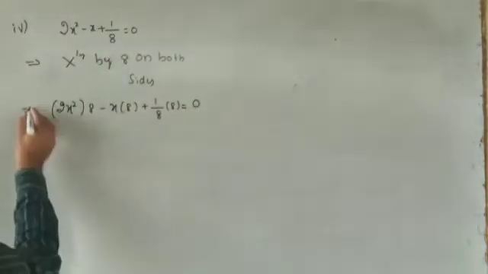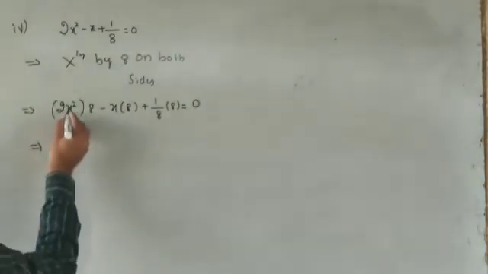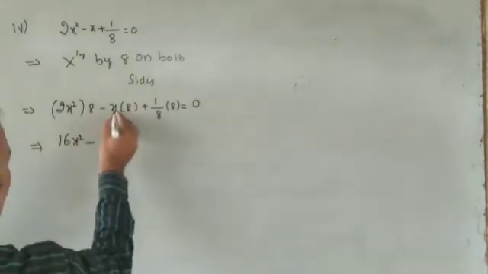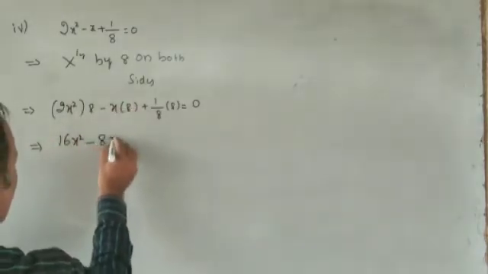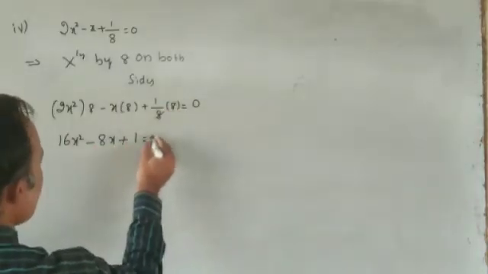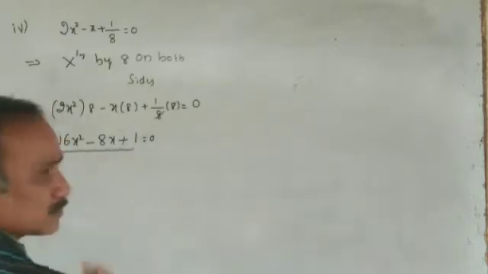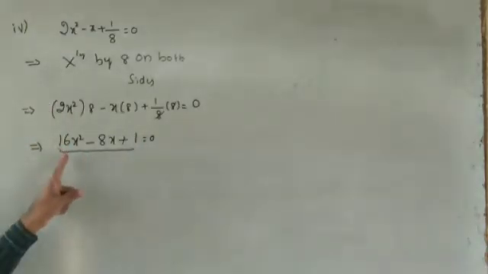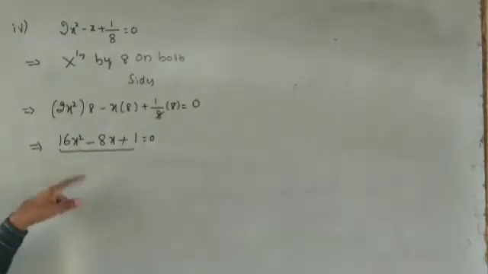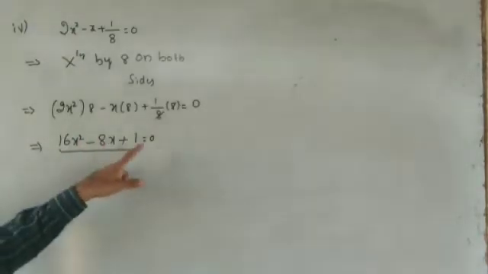0. So which implies 2x square into 8 is 16x square, minus x into 8, 8x, plus 8 cancels, 1 is equal to 0. Now you see here, we got a very simple equation: 16x square minus 8x plus 1 is equal to 0. This is now already in the form of ax square plus bx plus c is equal to 0.